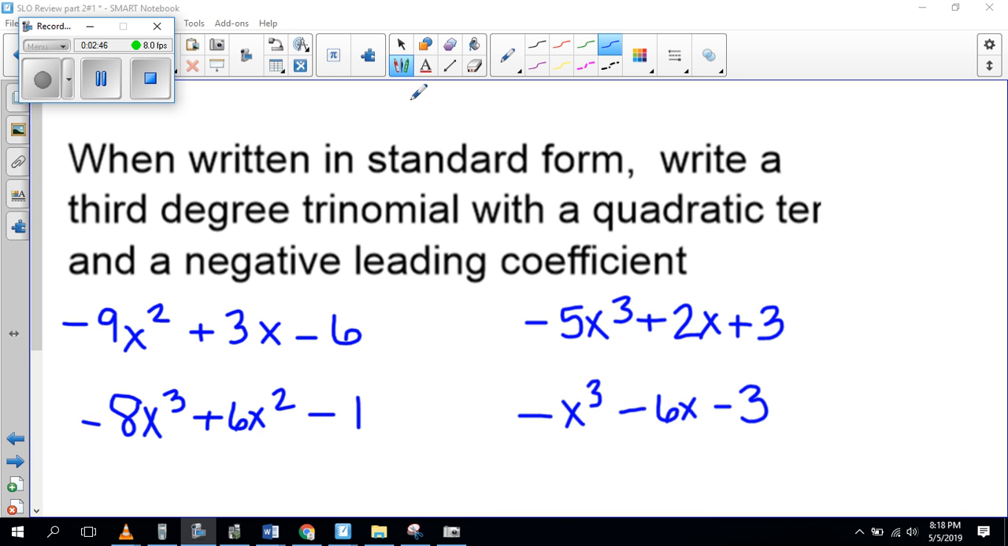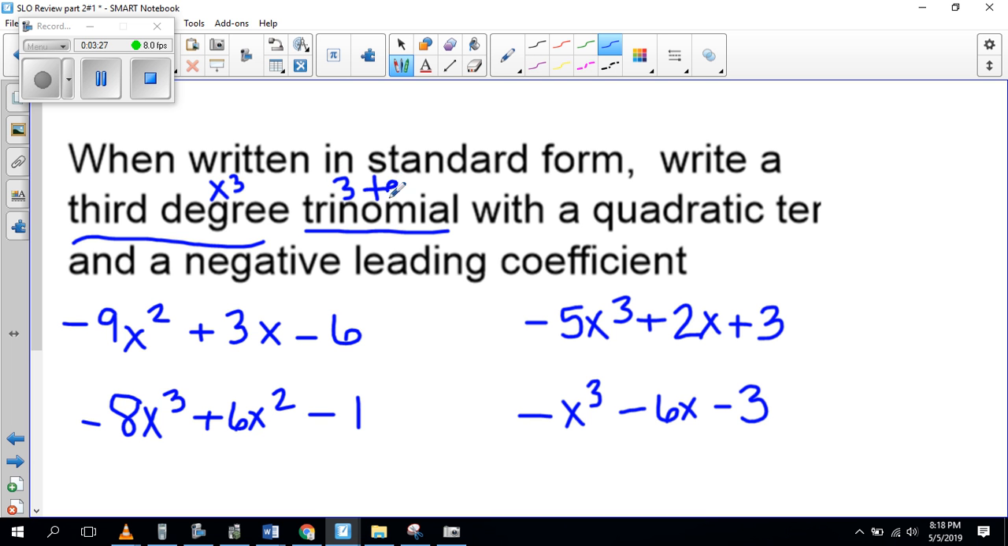It says when written in standard form. So standard form basically means the biggest exponent to the smallest. I already wrote these in standard form, but on the test they might not be in standard form, so you may have to put them in standard form. And the next example I'll write, you're going to have to write it, and I'm going to show you how to put it in standard form. So when written in standard form, biggest exponent to the smallest, write a third degree trinomial. So third degree, what does that mean? That means x to the third has to be the biggest one.